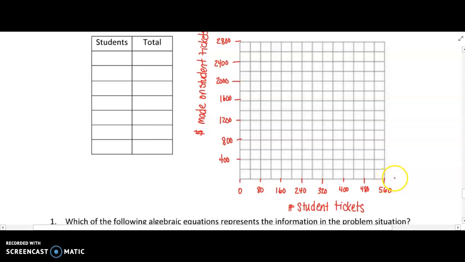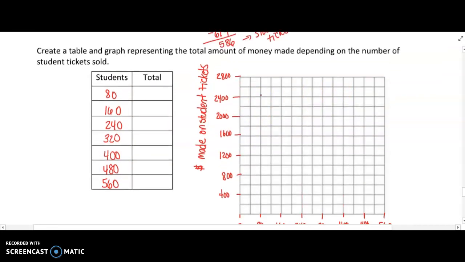All right, so let's create a table and a graph representing the total amount of money made depending on the number of student tickets sold. So I'm going to start with this 80 here. I'm going to put 80 here for students. Then I'm going to go with each one of these. I guess 80, 160, 240, 320, all the way up to 560. 80, 160, 240, 320, 400, 480, and 560.